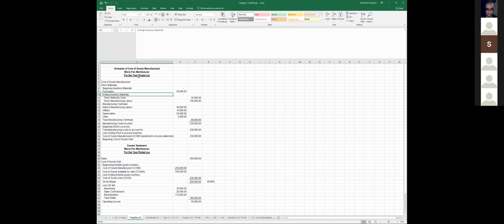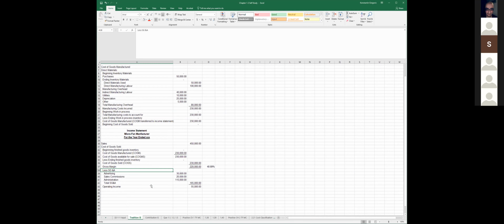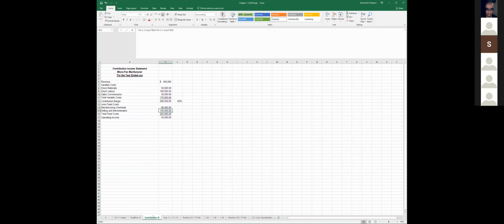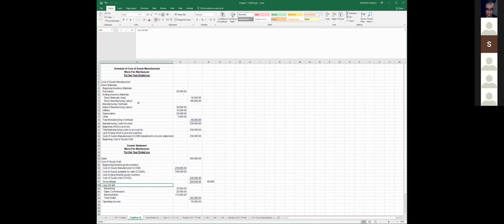So first we're going to do the cost of goods manufactured. Or maybe we should do the contribution margin statement first. No, let's do traditional. Okay. So cost of goods manufactured. Start with your direct materials.